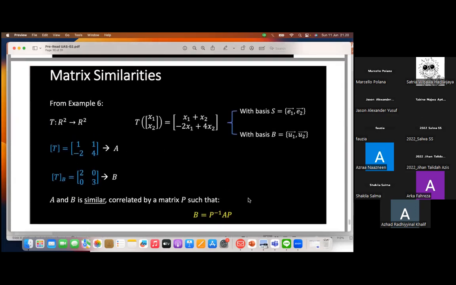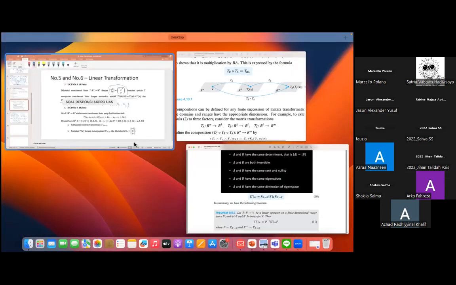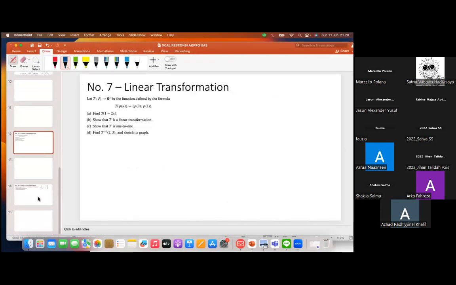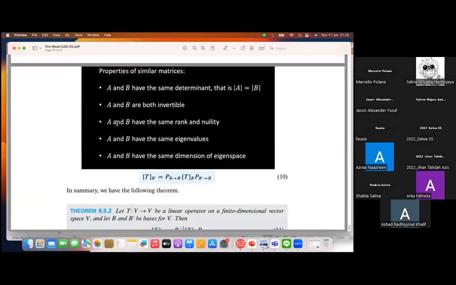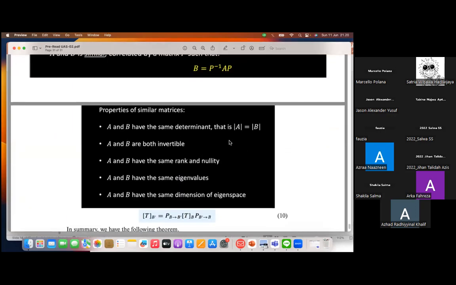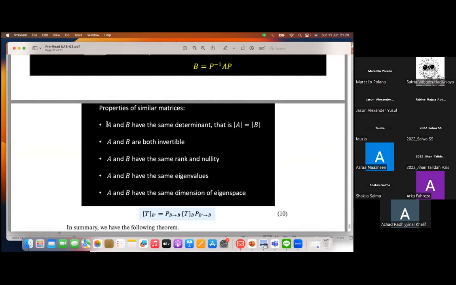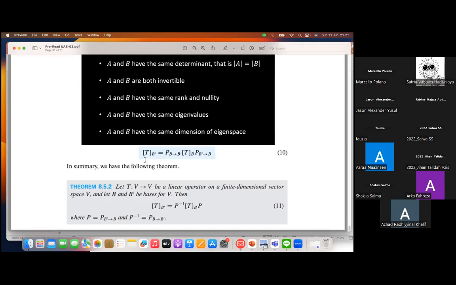Okay, so this is for similarities. So let's say we have two matrices, they are the same. Basically, A and B are related with the matrix P. This is a property of similar matrices. So they have the same determinant, they are both invertible, they have the same rank and nullity, they have the same eigenvalue, and they have the same dimension of eigenspace.